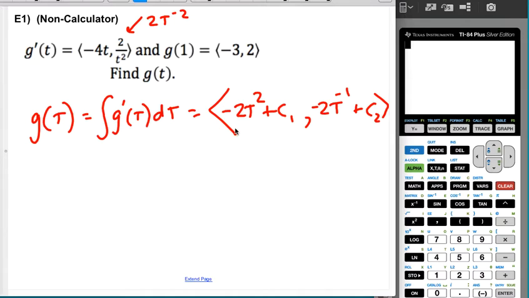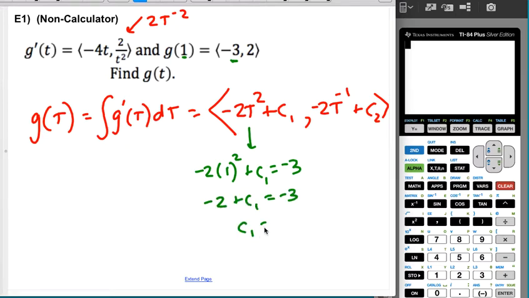Well, in order to find c, I know that if I plug in 1, I should get a negative 3 for this first term. So when I plug in a 1, negative 2 times 1 squared plus c sub 1 should give me a negative 3. Well, that's a negative 2 plus c sub 1 should give me a negative 3. My c sub 1 seems to be a negative 1, and we'll deal with that in a sec.